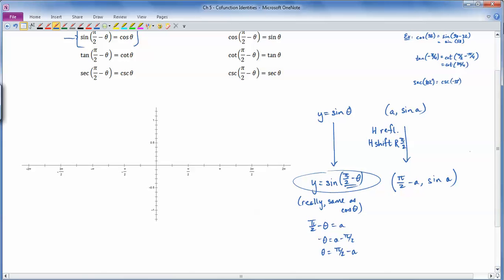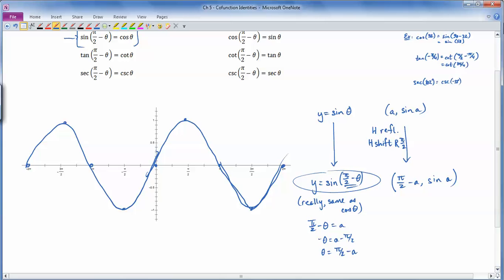So let's actually graph sine theta. So here's what sine theta looks like. Let me plot the important points on this thing. A little messy, but you get the idea.